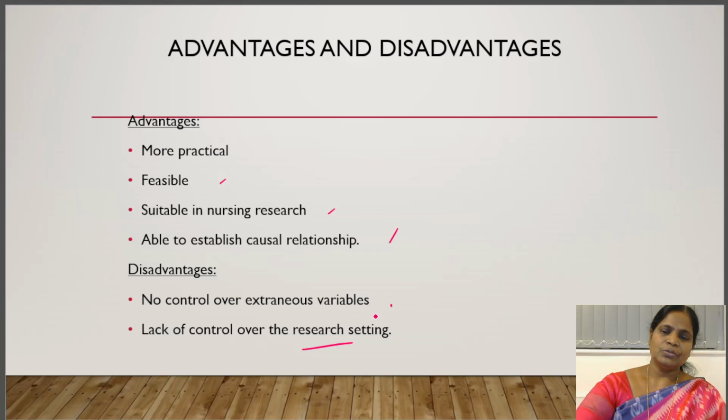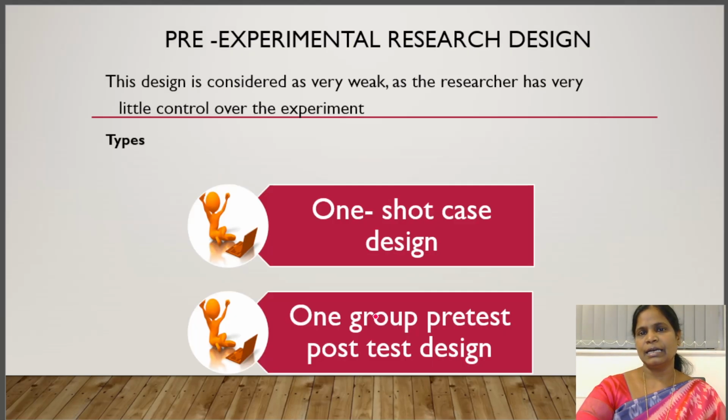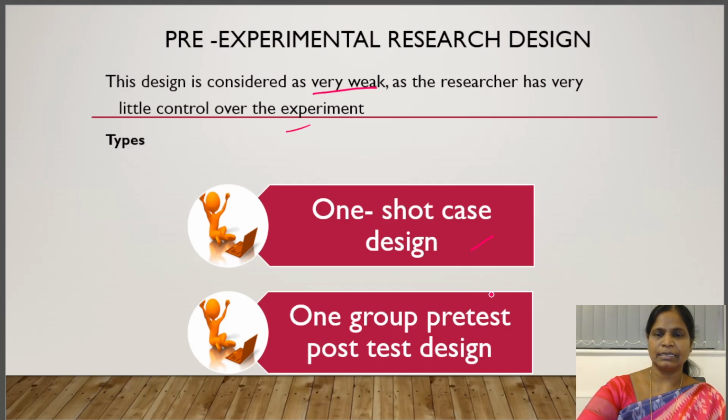Now coming to the other research design, pre-experimental research design. In this design, it is considered a very weak design where the researcher has little control over the experiment. So under this we have two research designs, one shot case design, and one group pre-test and post-test design.